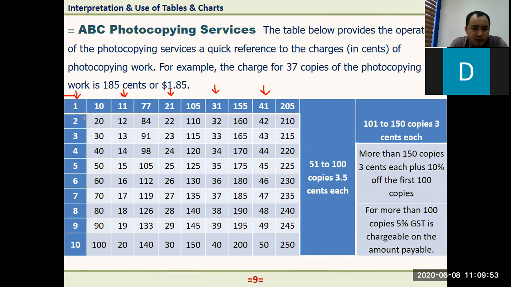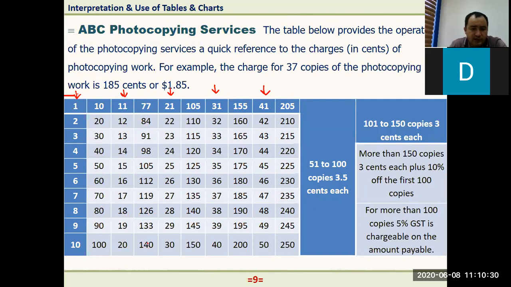If the number of pages is between 1 and 10 inclusive, for each page they are charging 10 cents. One page, 10 cents, two pages, 20 cents. It's like direct proportion, right? And if it is between 11 and 20, for each page they are charging 7 cents. 7 times 11 is 77, 7 times 12 is 84, 7 times 18 is 126.